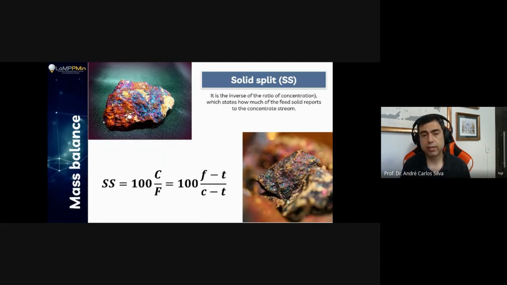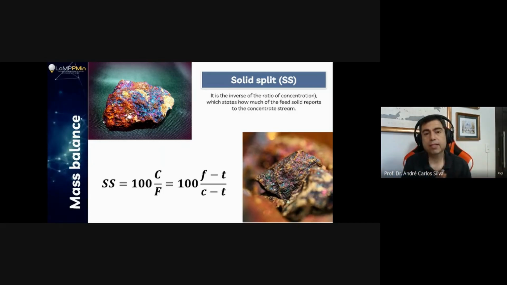It's about solid split. Okay, what is solid split? It is the inverse of the concentrate ratio. So it's the opposite of the concentrate ratio, and now in percentage. Instead of dividing the feed by the concentrate, now I have concentrate over the feed. Okay, and then I multiply by 100%, and then I know for sure what the split is between my solids, which means how much material, in percentage, I'm sending to the concentrate and how much I'm sending to the tailings.